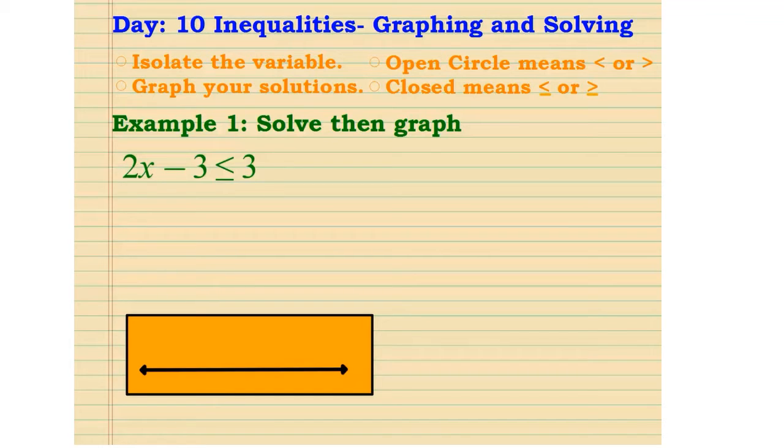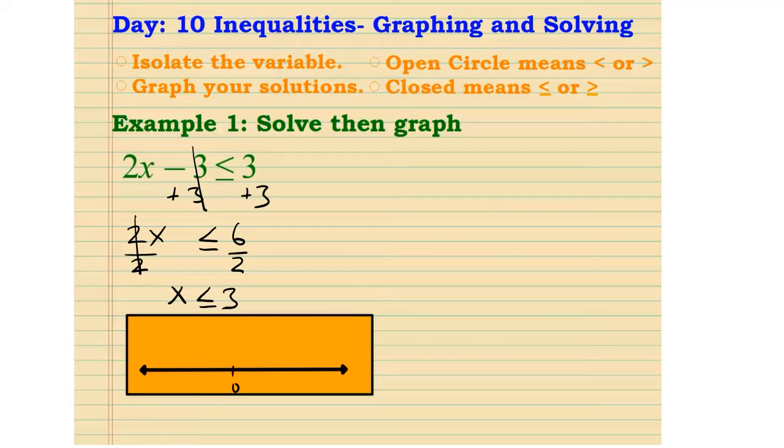Here's our first example. We are going to solve this inequality just like we solve equations. We're going to add 3 on both sides. These are going to add up to 0. 2x is less than or equal to 6. Divide each side by 2. These are going to divide to be 1. 1 times x is less than or equal to 3.